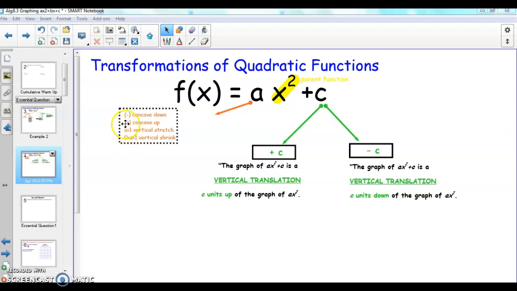Also, we looked at transformations of quadratic functions that were binomials. They were of the form f of x is equal to ax squared plus c, and depending on the sign of c, we said that they cause either a vertical translation, c units up or c units down.